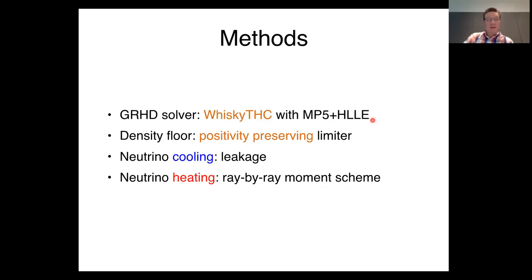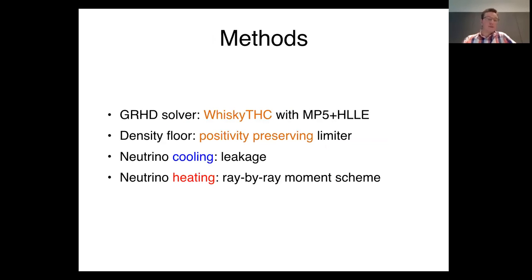So we perform simulations with my code, Whisky THC. One of the main technical advantages that our code has is that it includes a special treatment for the density floor, so for the treatment of low density material, that ensures the conservation of mass. And we found that this is really crucial in order to resolve tidal tails that otherwise can be lost in grid-based codes because they have really low density and low temperatures, and they might just be stopped by this numerical floor that we have to include in our simulations.